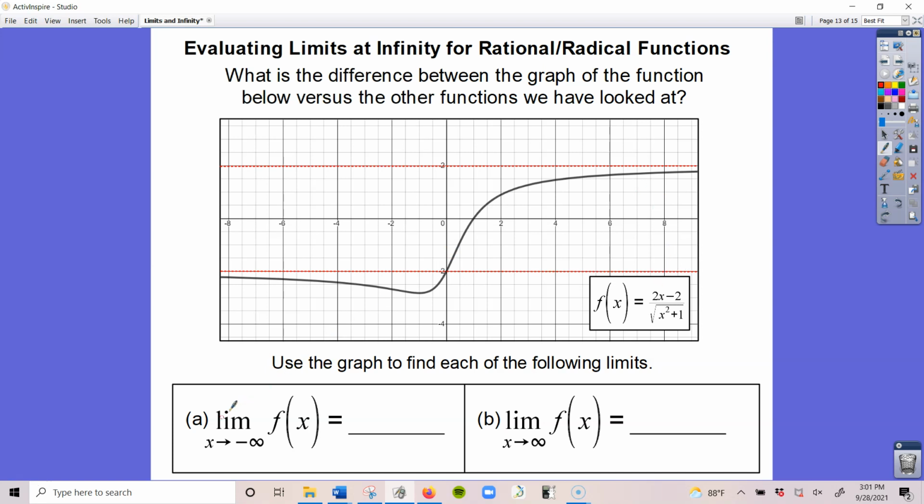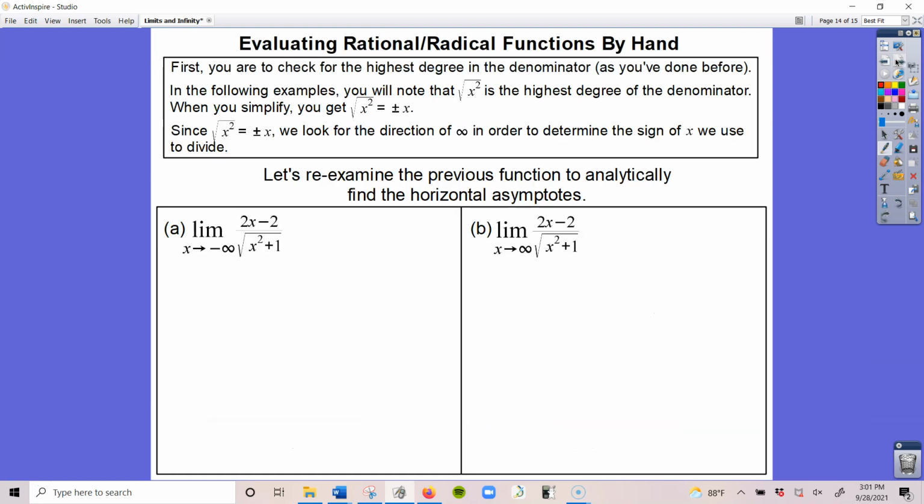So for example, the limit as x is approaching negative infinity, that's the left side of my graph, is negative 2. And the limit as x is approaching positive infinity, that's the right side of my graph, is positive 2. So how would we know which one our limit would equal? We're going to still apply that long version. Unfortunately, that's the only way of figuring it out for these kinds of questions. We have to divide everything by the highest degree of the denominator. So we've done that before.